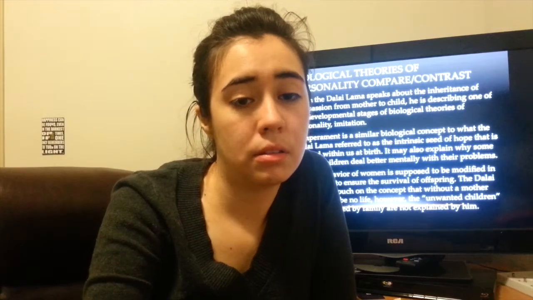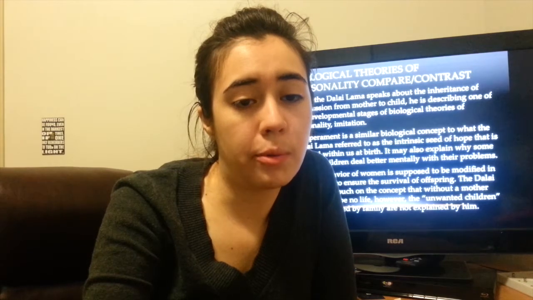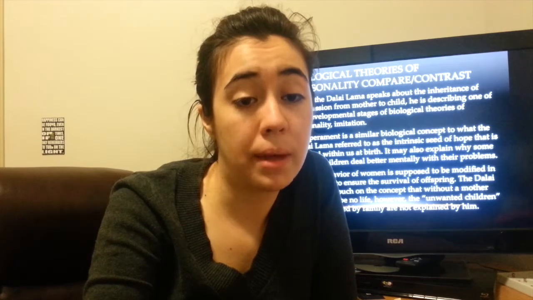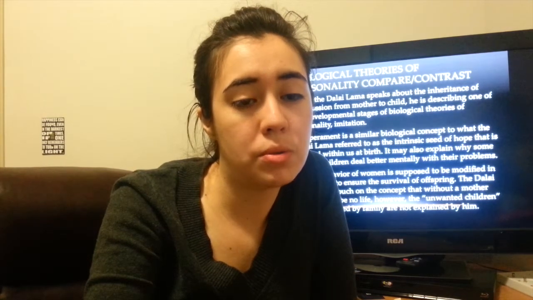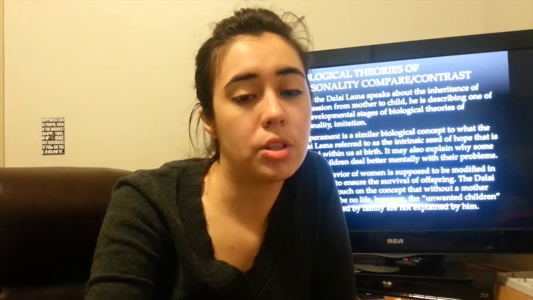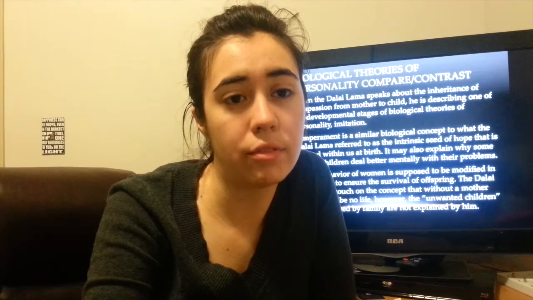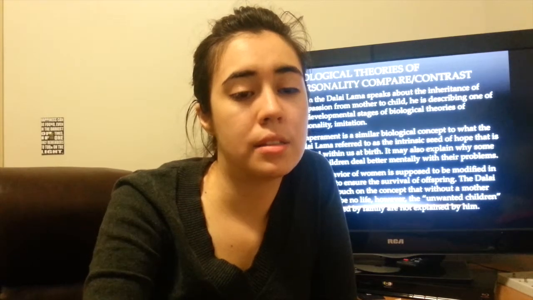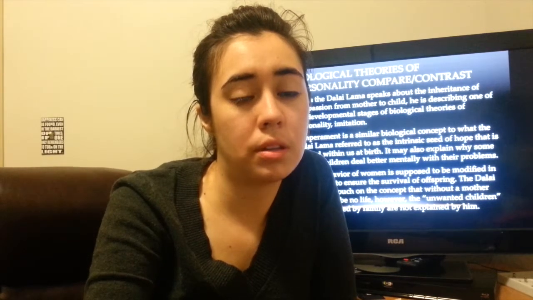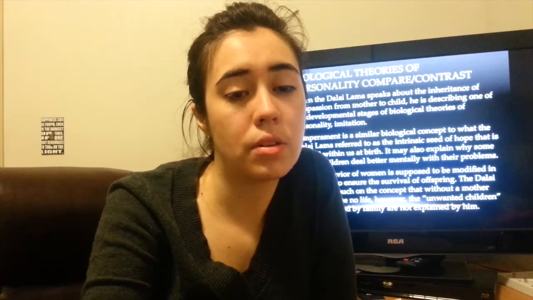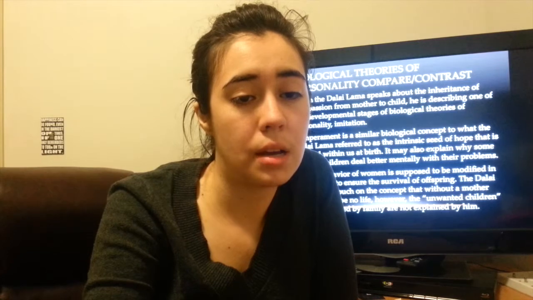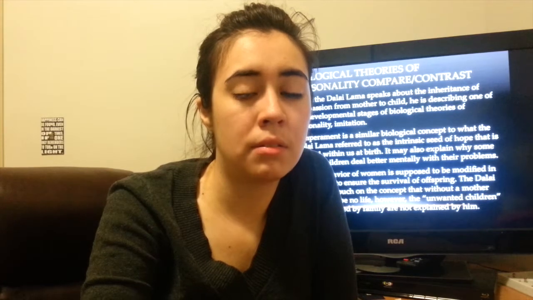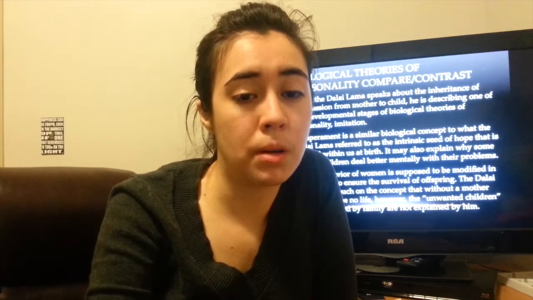And then temperament is similar to what the Dalai Lama referred to as the intrinsic seed of hope that is planted within us at birth that our needs will be met. It also explains why some abused children deal better psychologically with their trauma after. So this intrinsic resiliency, for example, that Pelzer had was what enabled him to survive as long as he had. If he hadn't had that temperament, if he had been maybe more passive, more closed in, he probably would have been much worse off.